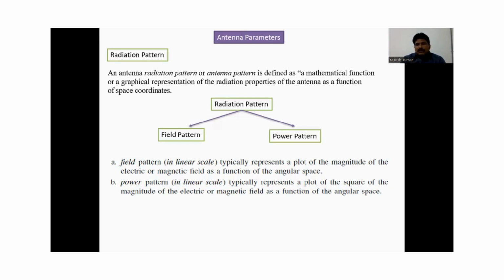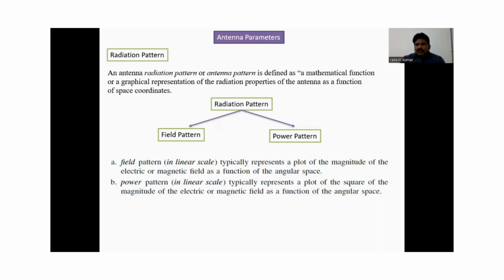What is meant by the radiation pattern? What is the radiation pattern of an antenna? The radiation pattern of an antenna is defined as a mathematical function or graphical representation of the radiation properties of an antenna as a function of space coordinates. I once again repeat, it is a mathematical or graphical representation of the radiation properties of an antenna as a function of space coordinates. Okay.